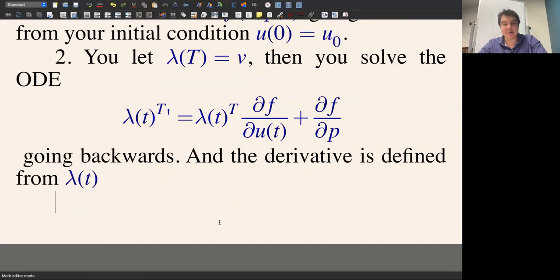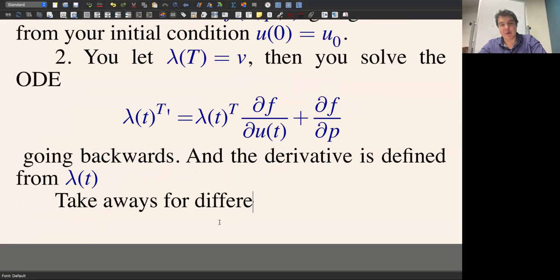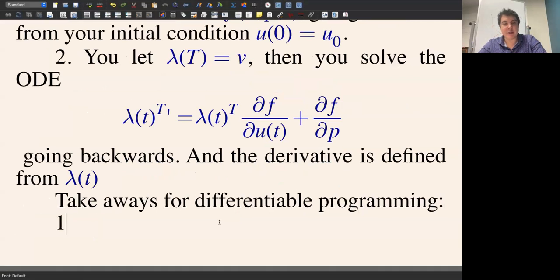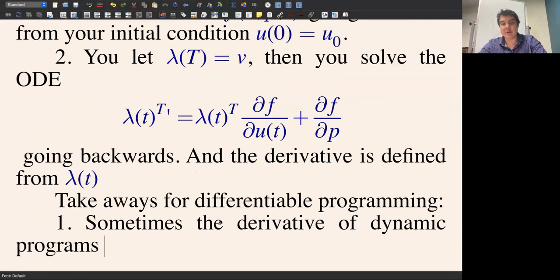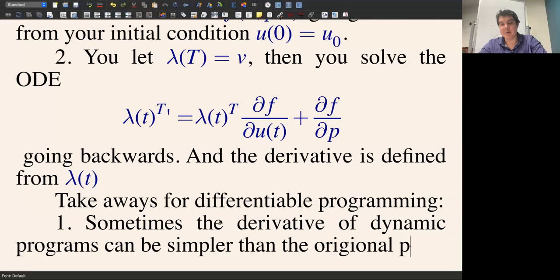So, takeaways for differentiable programming. If I had to summarize them, I would say these are the takeaways. The first takeaway is that sometimes the derivative of dynamic programs can be simpler than the original program.